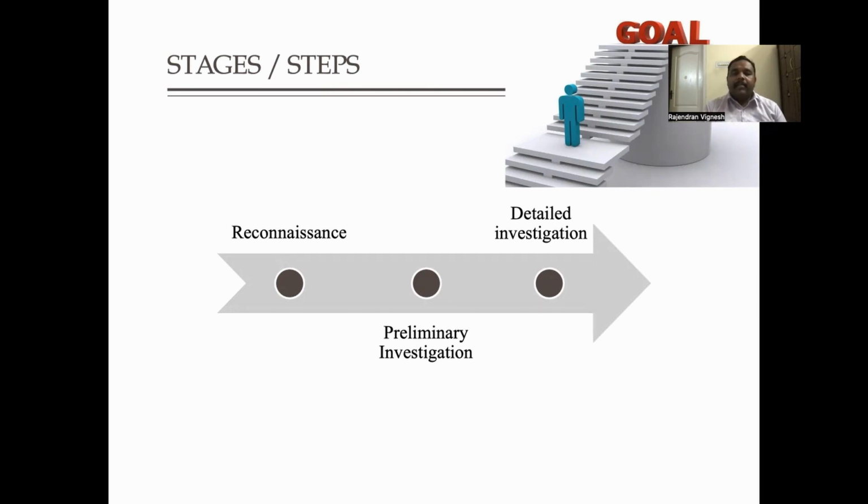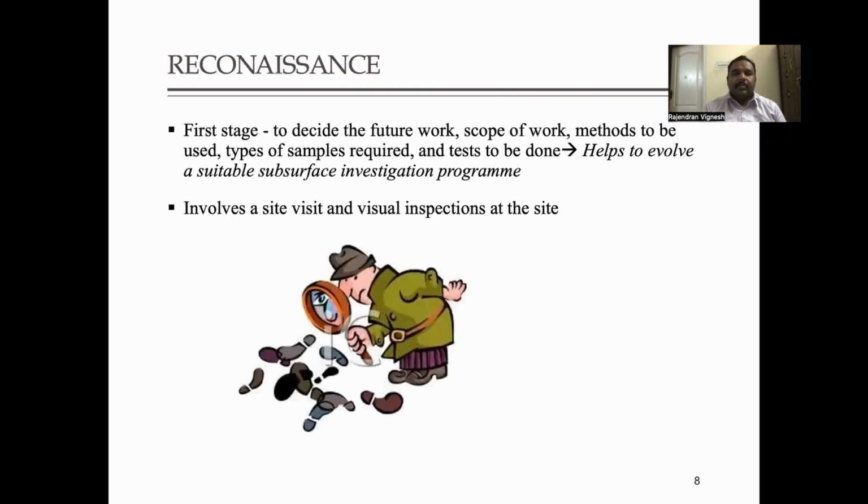That is what will happen in the reconnaissance survey. In the preliminary investigation, we will be collecting the samples and sending them to the lab to get some information about how the soil behaves. And the detailed investigation will involve the advanced methodologies to identify the soil related behaviors for that particular site. So that's what we told about the reconnaissance survey. It is the first stage in any type of soil investigation to decide the future work.